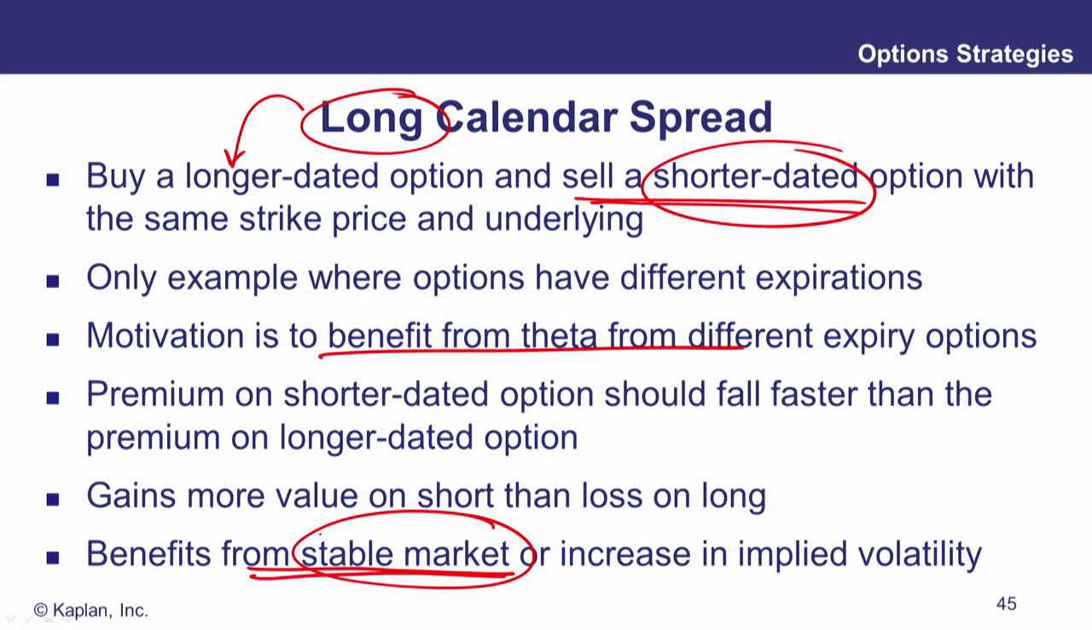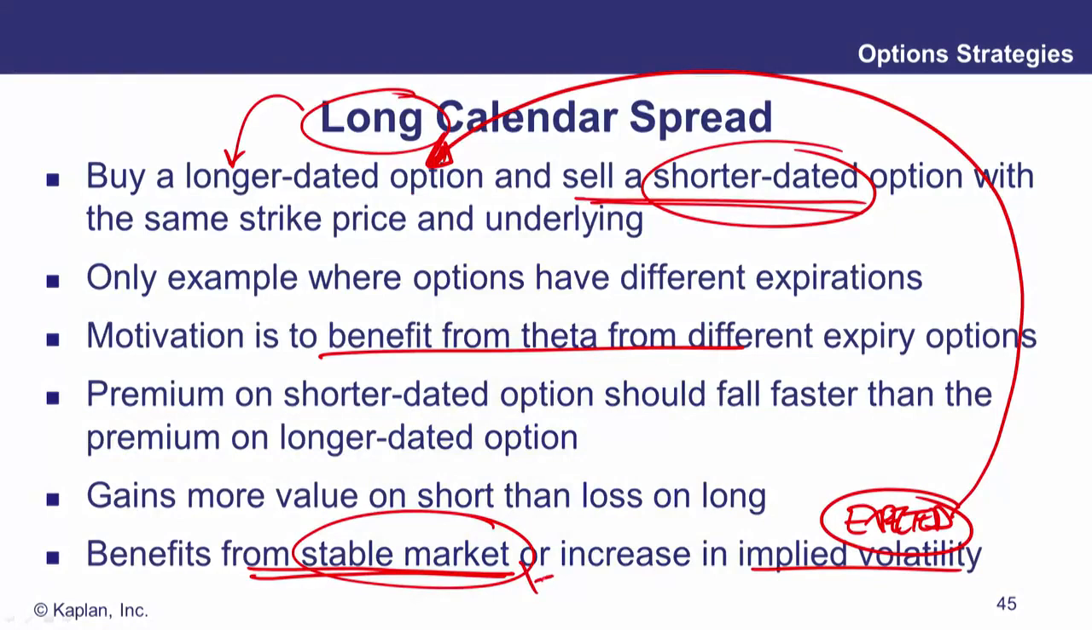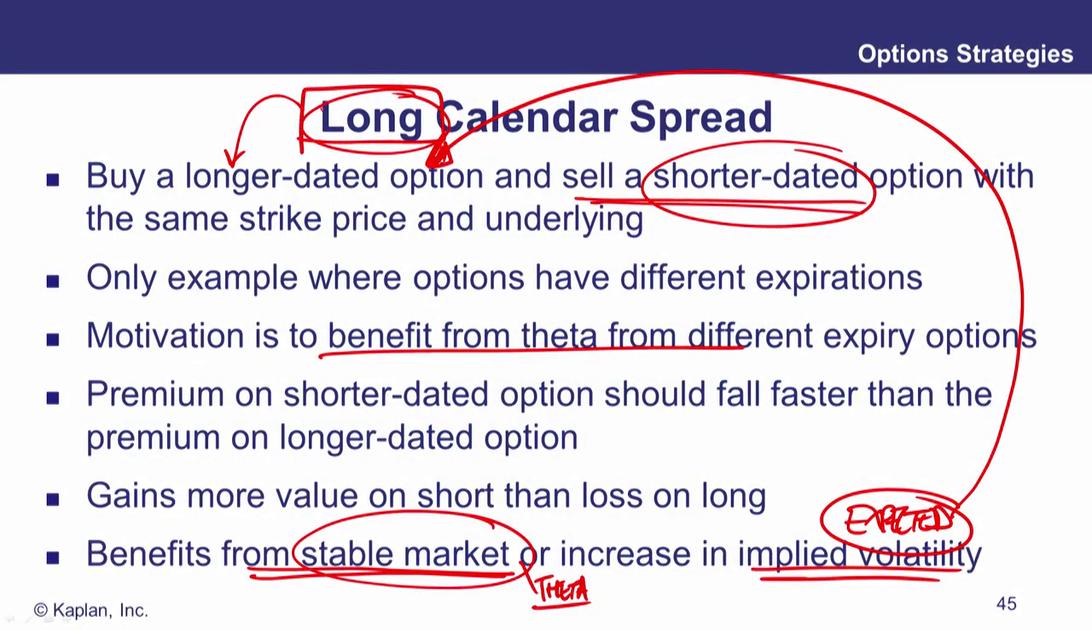If implied volatility for long-dated options picked up looking forward over the longer term, that would benefit us as well, because it would have a bigger impact on the longer-dated option. But that's a Vega statement, not a theta statement. So we benefit from a stable market and the time decay playing out. We can also benefit from increases in longer-term implied volatility, which will re-rate the longer-dated option higher than the shorter-dated option. That's a Vega comment. That's a long calendar spread. Notice that you're going long the longer-dated option to do the long calendar spread.